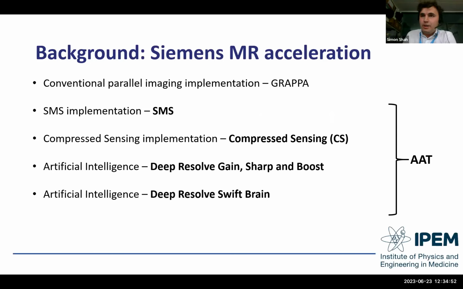So in terms of Siemens, what do we mean by AAT or this acceleration technology? Because acceleration in MR has existed since its conception in the 70s. We all use it at the moment. And so for those who are using Siemens scanners, which hopefully most of the people on this call are, we call GRAPPA maybe our main acceleration technique that we use. For the rest of the talk, when I talk about AAT, this covers some of the more recent implementations that the Siemens have provided. So simultaneous multi-slice, SMS, the compressed sensing implementation that they call compressed sensing or CS, and then the artificial intelligence software. And that's Deep Resolve Gain, Sharp and Boost, and also in addition, Deep Resolve Swift Brain.